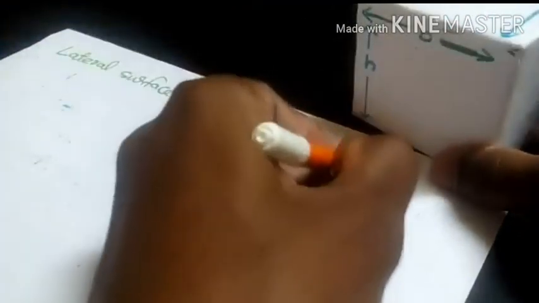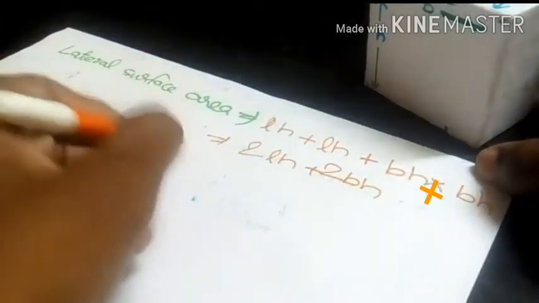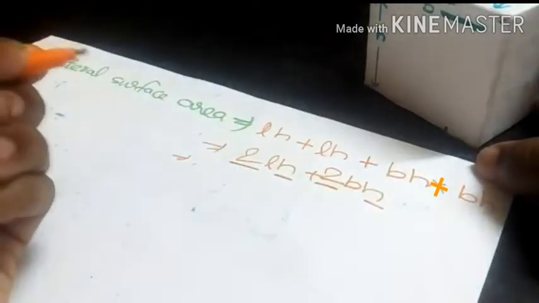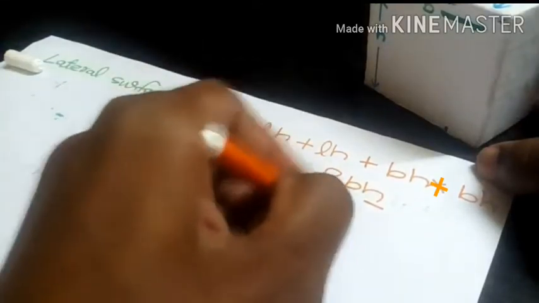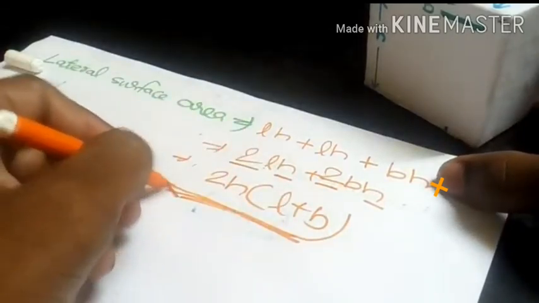And this side is B into H plus B into H. Similarly, it also has 2 faces. So we'll write 2LH plus 2BH. We'll take 2H common here, so it will be 2H into (L plus B). So this is the formula of the lateral surface area of the cuboid.